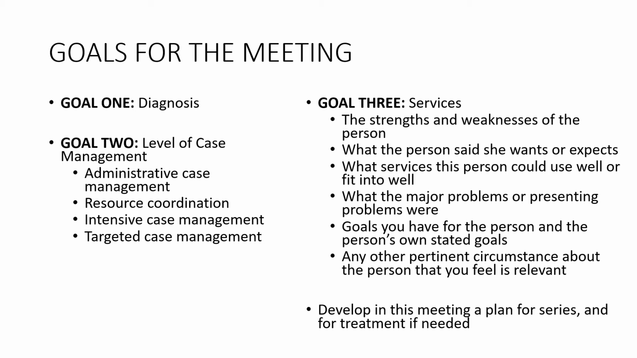What the person said she wants or expects, what services this person could use well or fit into very well, what the major problems or presenting problems were, goals you have for the person and the person's own stated goals. So what are some of the things that you would like to see this client achieve, but then also what does the client say that they also wanted to achieve? And any other pertinent circumstance about the person that you feel is relevant. Developing in this meeting a plan for services and also treatment if needed. So again, you also have to plan on how often you are going to be meeting with people and evaluating what is going on.